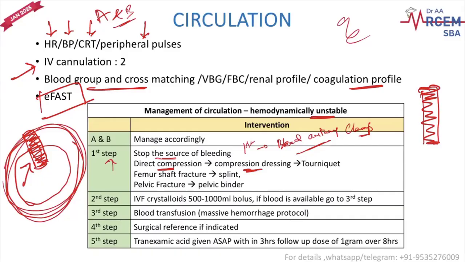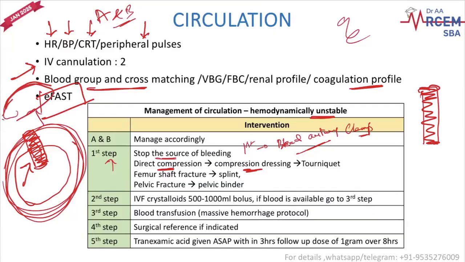This is important and works excellently in most settings. Use it if you do not have hemostatic dressings. Hemostatic dressings are expensive also. If you cannot afford them, use compression dressings. They work excellently. If this also doesn't stop the bleeding, proximal to the wound, you place a tourniquet.